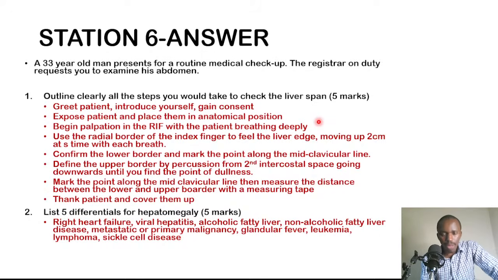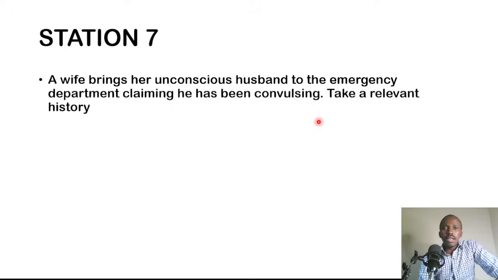That's the rationale why we're starting in the right iliac fossa. So I hope that answers your question. Then, moving on now to station 7, a wife brings her unconscious husband to the emergency department claiming he has been convulsing. Take a relevant history.